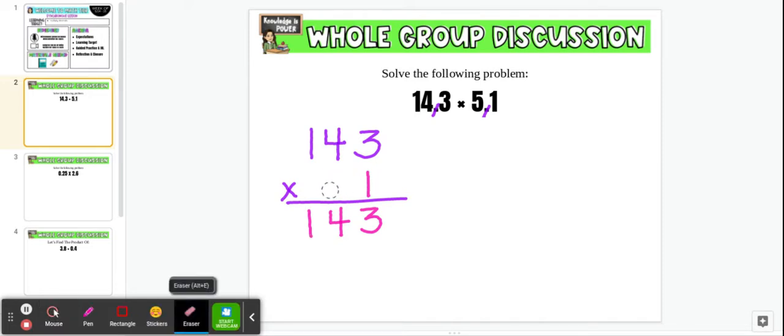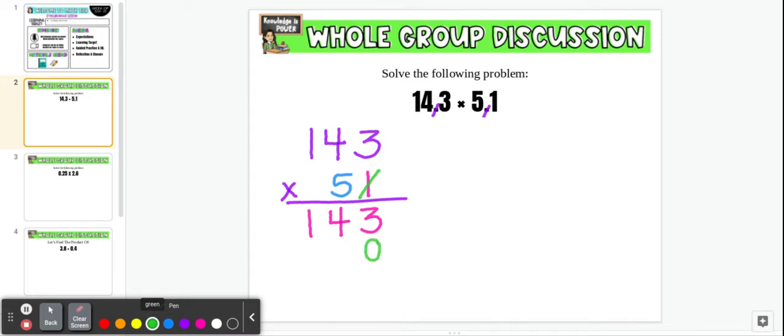Now I'm going to move on to my 5, and I'm going to do that in blue. But before we can do that, we are moving into the tens place. So when I move out of the ones place and move into the tens place, I have to add a 0 here so that I can correctly multiply 143 times 50 and not just times 5. Because multiplying 143 times 50 is a little bit more challenging, we add that 0 that I just did in green, and then now we just multiply by 5.